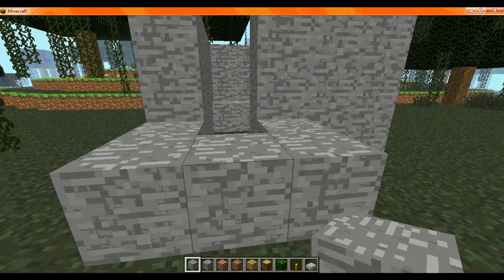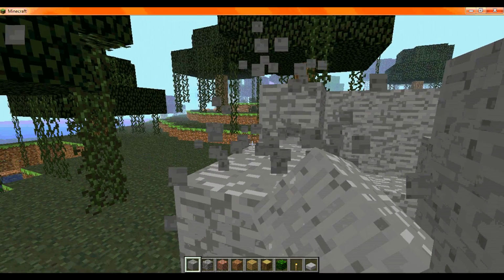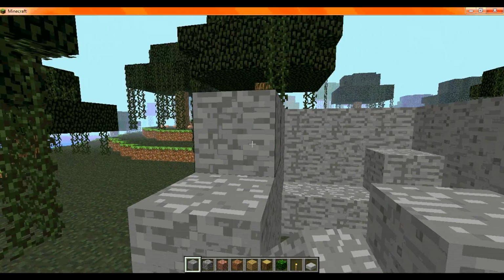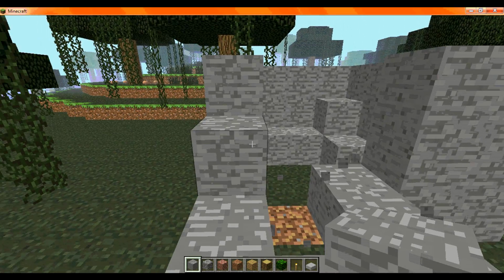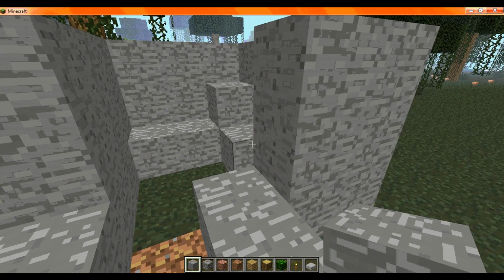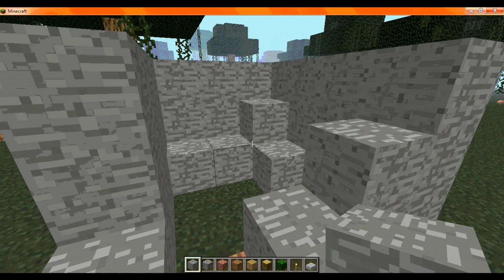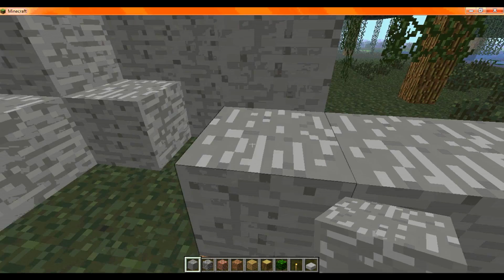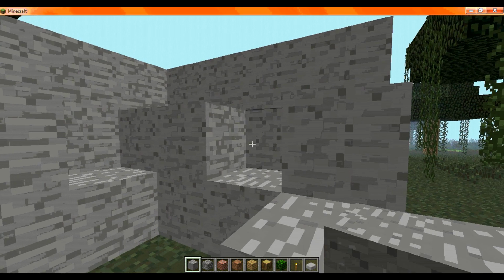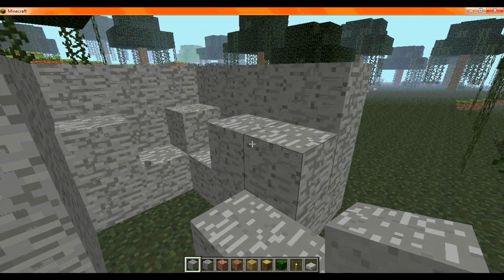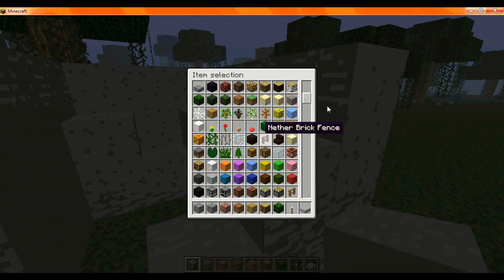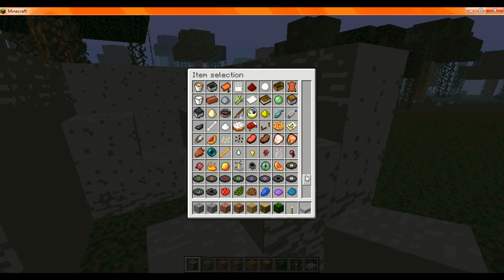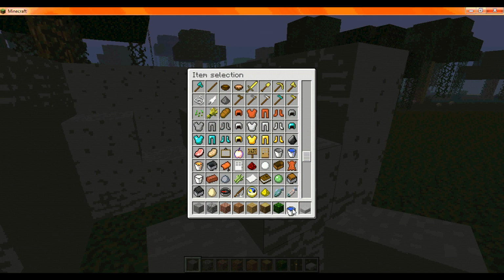Alright, so now basically the third level is made and we can start spawning the cobble. So after this, what you're gonna need to do is put a block here, put a block down here, and put a block right there. And then you're gonna have to get out your lava and water bucket, just like that.